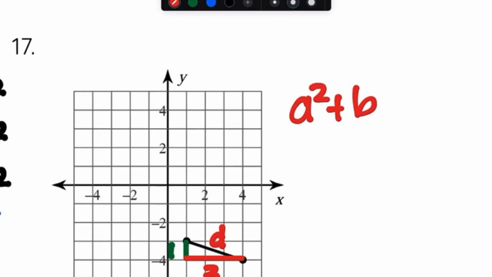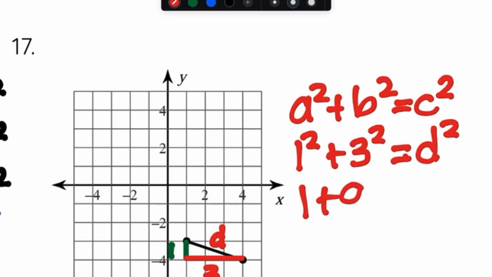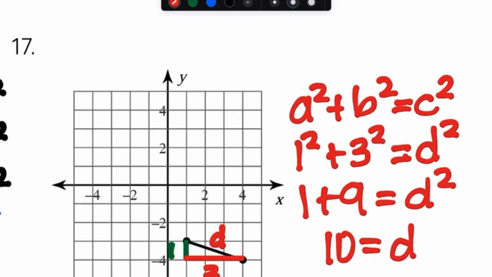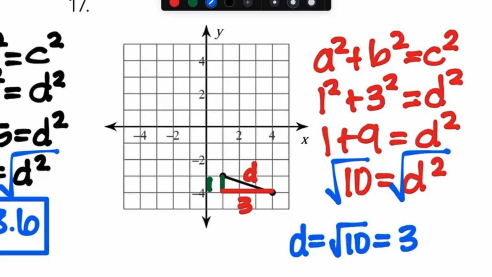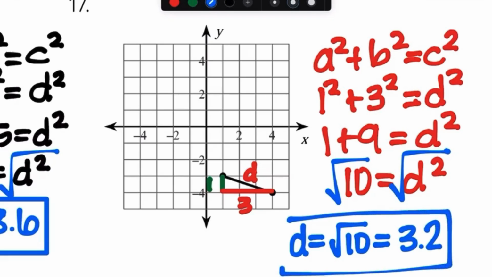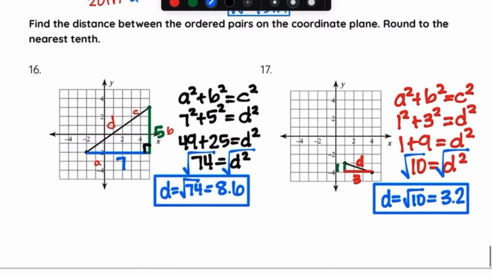So A squared plus B squared is equal to C squared. My A in this case being 1, my B being 3, and my C is that unknown distance squared. So when I work that out, I get 1 plus 9. And so that tells me the distance squared is 10, which is not a perfect square. And so when I take the square root of 10, type it in my calculator, I get 3.2. And again, in this particular example, I am not given any units, so I have no units to even put on this, okay?